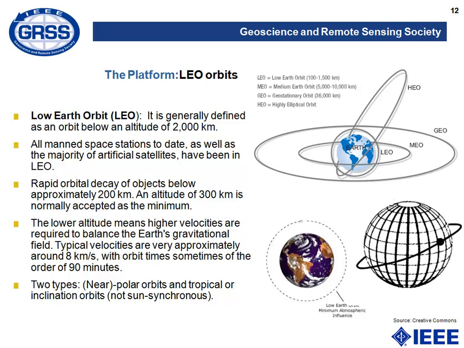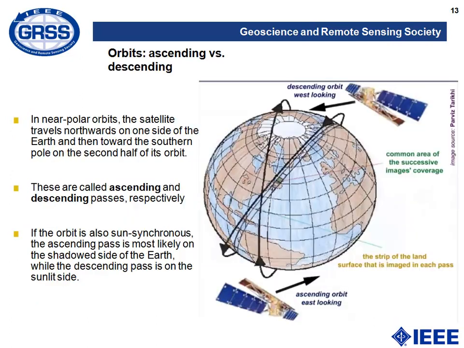Medium Earth orbits are normally used for constellations providing navigation and positioning services, and geostationary orbits for telecommunications purposes. The majority of Earth observation platforms are located in circular polar orbits, low Earth orbits, sun-synchronous.